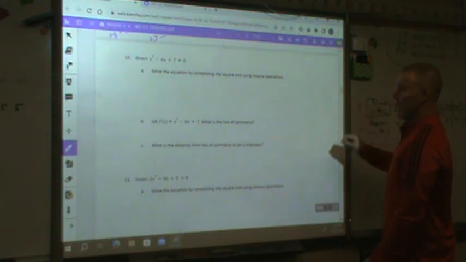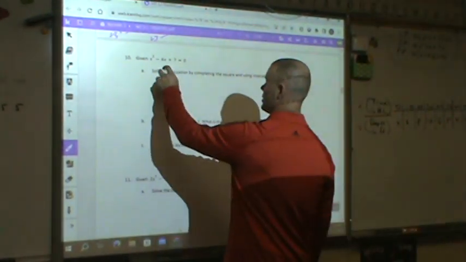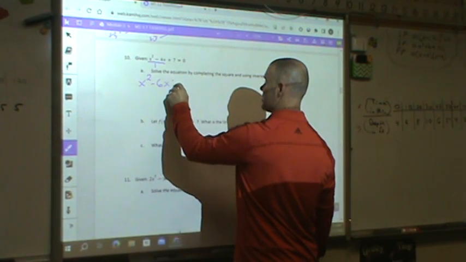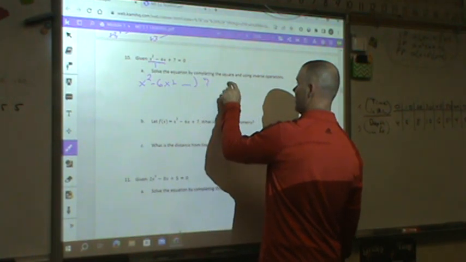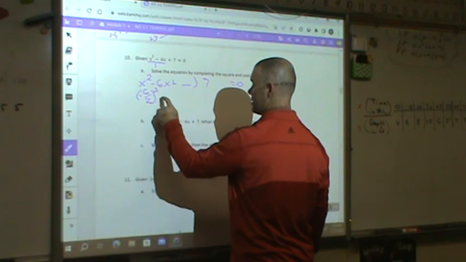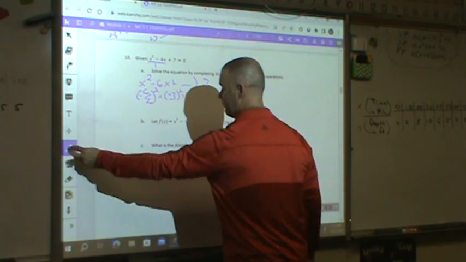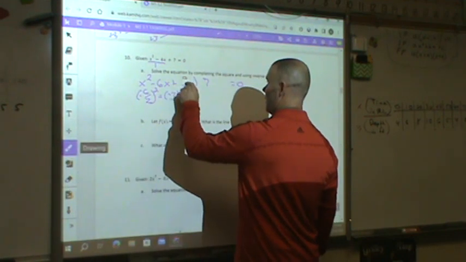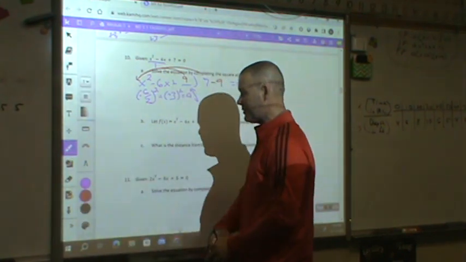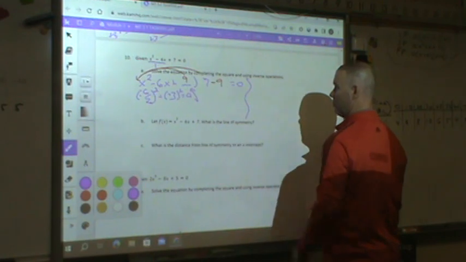I lied. Last question here. Solve the equation by completing the square and using inverse operations. Divide A, move C. X squared minus 6x plus something, 7 equals 0. Half of 6, half of negative 6 equals negative 3 squared, which is 9. How much am I really adding? I'm really adding 9, so I'm going to subtract 9. There's your 3 steps in converting to vertex form. Pretty simple. Boom, boom, boom, done.